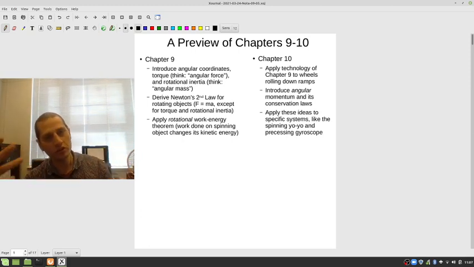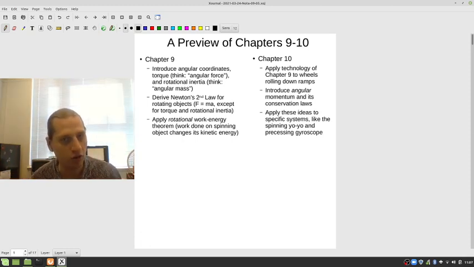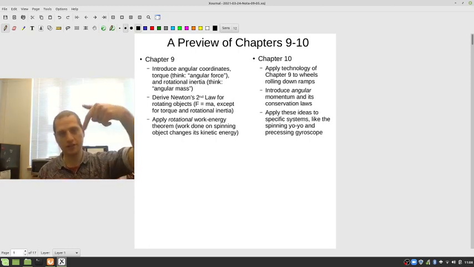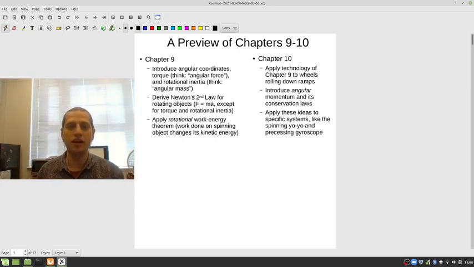So what we're going to do in the next two chapters is that we're going to kind of form a rotational version around this. So in place of F equals ma, we're going to have torque equals moment of inertia times angular acceleration. Okay, so it's going to be similar. There's going to be an F equals ma type of thing for getting objects to spin. In place of mass, we're going to develop an idea of rotational inertia.